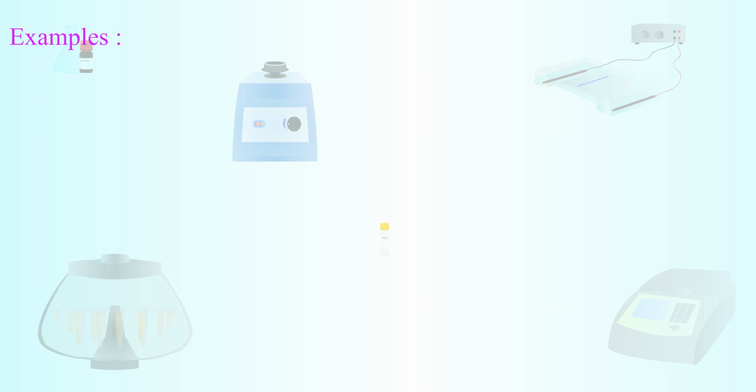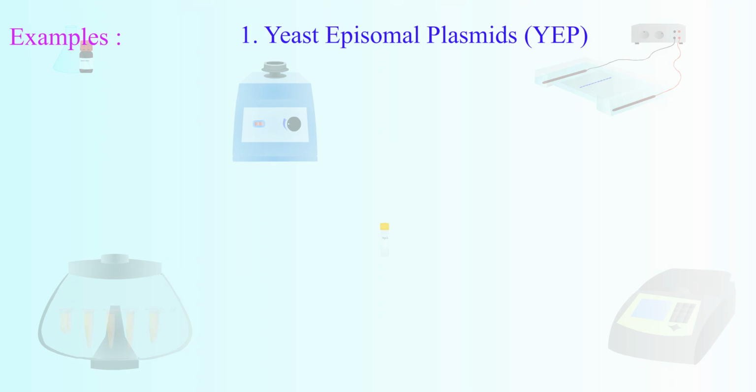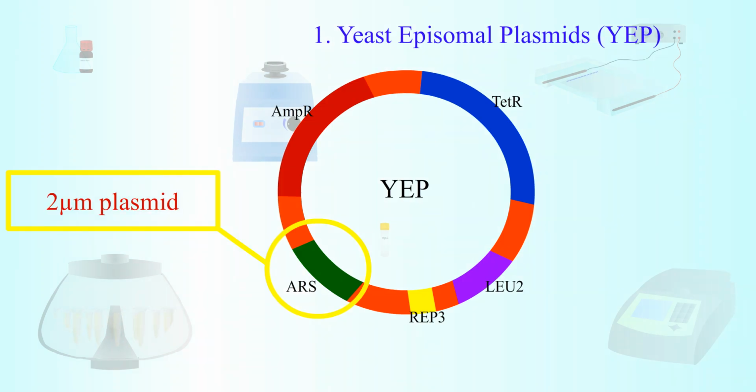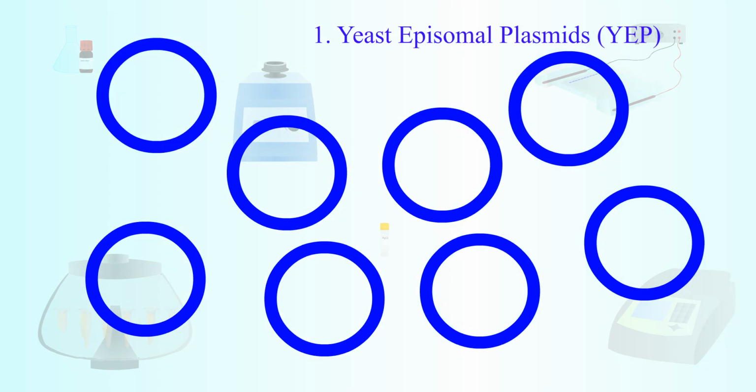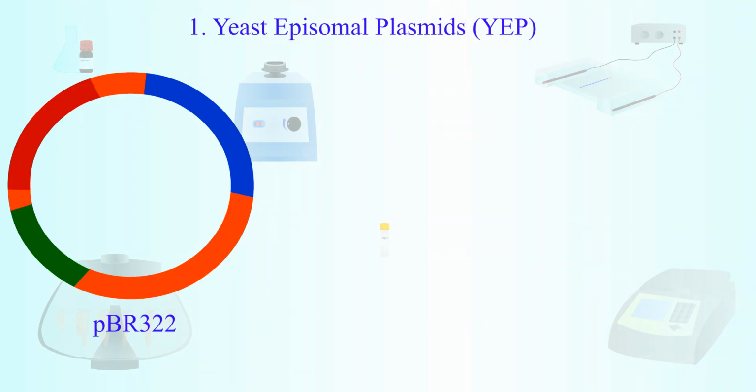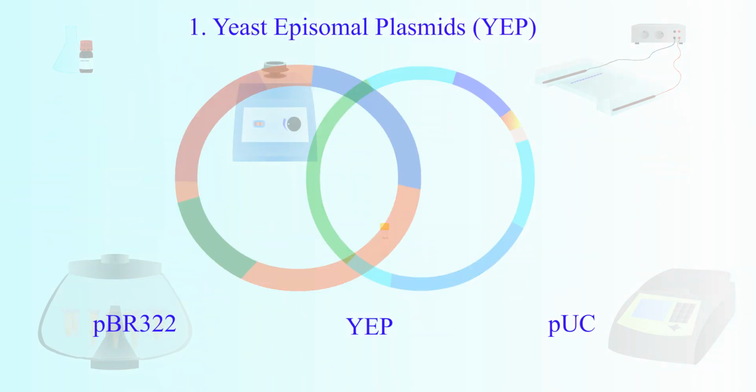Different kinds of yeast cloning vectors are: 1. Yeast episomal plasmids, or YEP. The YEP vectors are constructed using 2μm plasmid, which contains genetic information for its replication and segregation, and had a backbone of pBR322 and pUC19.